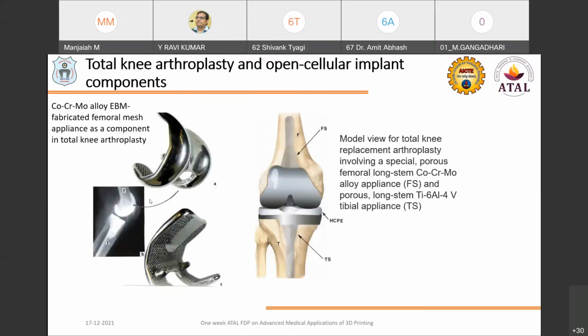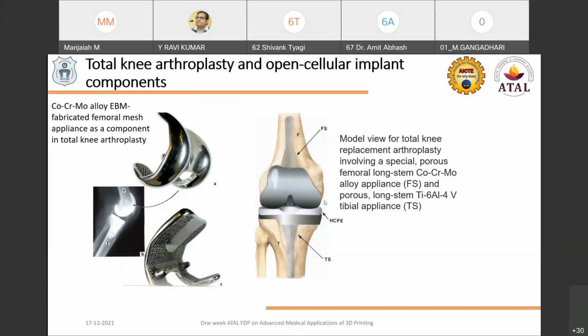Next, the total knee arthroplasty as well as open cellular implant components. You see, this is chromium cobalt manufactured by the EBM process, the femoral mesh. This is a porous structure, and this is the total knee arthroplasty. This is the model view of this knee replacement arthroplasty involving a spatial as well as porous femoral long stem with chromium cobalt molybdenum alloy appliances, as well as a long stem made of titanium tubular appliances.